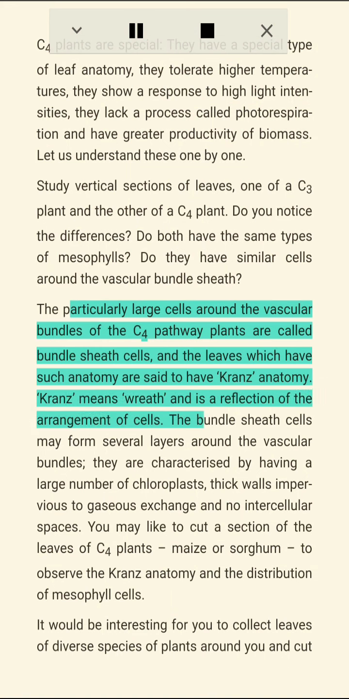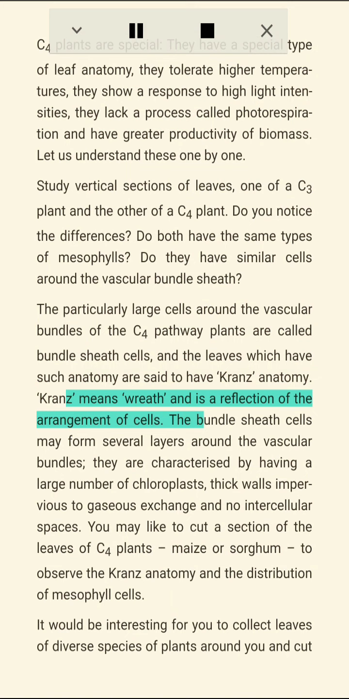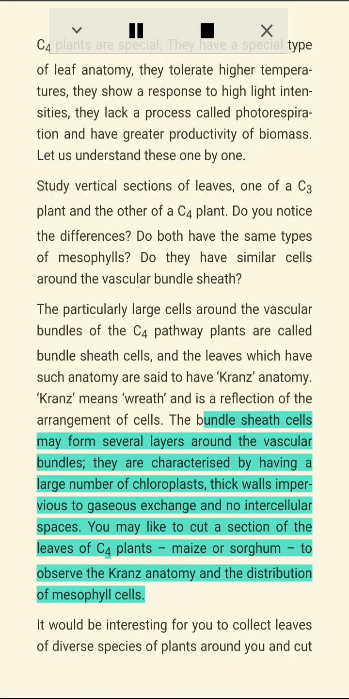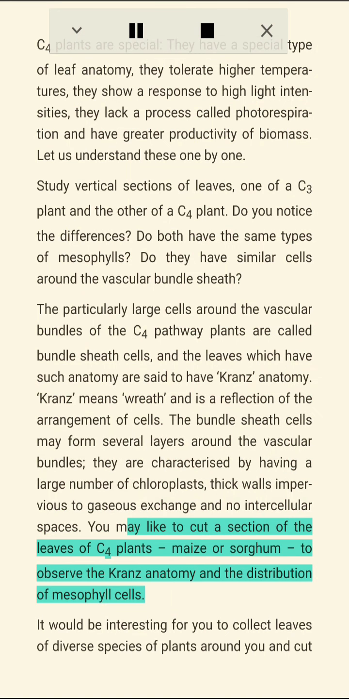The particularly large cells around the vascular bundles of the C4 pathway plants are called bundle sheath cells, and the leaves which have such anatomy are said to have Kranz anatomy. Kranz means wreath and is a reflection of the arrangement of cells. The bundle sheath cells may form several layers around the vascular bundles. They are characterized by having a large number of chloroplasts, thick walls impervious to gaseous exchange and no intercellular spaces.